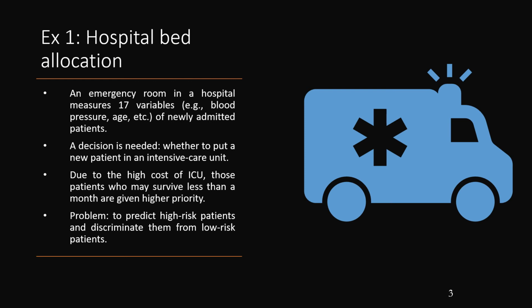Now with all these variables, a decision is needed whether to put a new patient in an intensive care unit or not. Due to the high cost of ICU, those patients who may survive less than a month are given high priority. That is, if the person has a critical illness and has to be put into the ICU quickly compared to the other patients, then you should ensure that prominence is given to this particular patient and he is given a bed in the ICU.